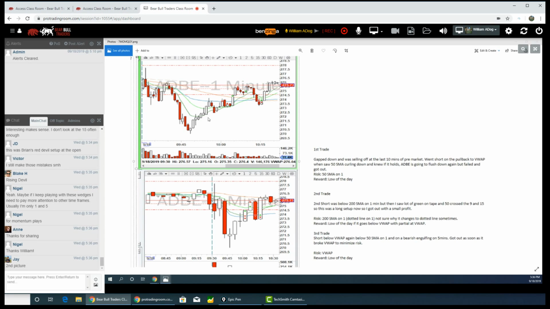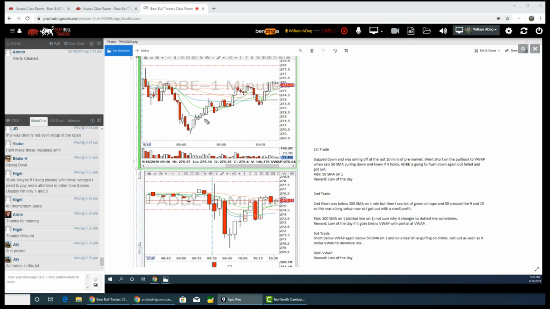Second picture, yeah. Second picture. Sorry, that's what I meant. First trade. I don't like red.